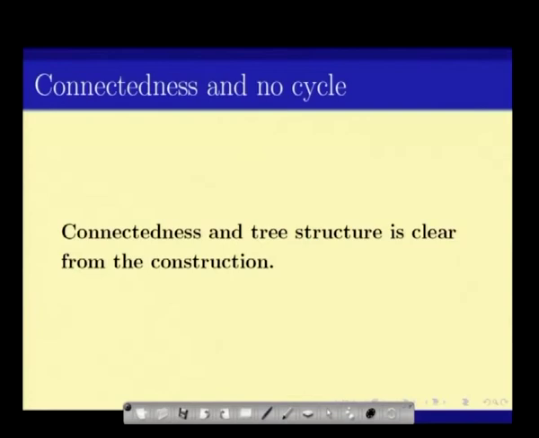If I have not seen it before, then how can I get a cycle back? So, the no-cycle, the tree structure is also ensured. The fun starts when we look for this minimum, to prove that it is an MST. For that we have to look at the properties of trees.